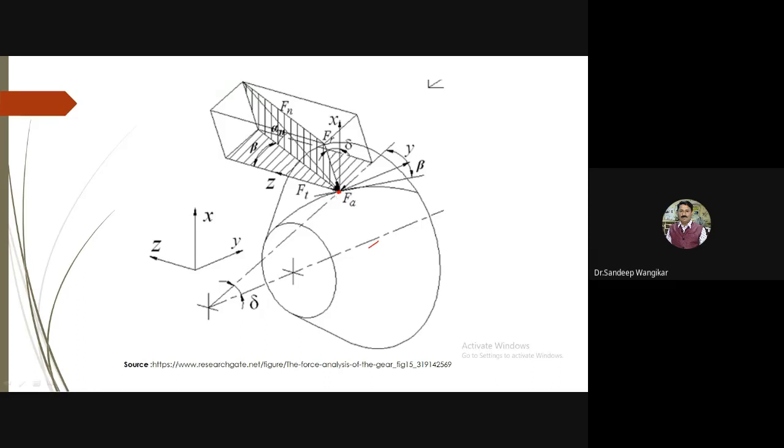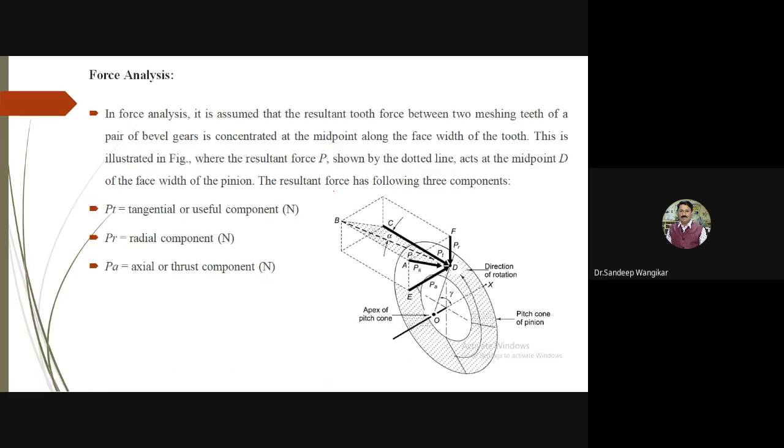The force is shown in our diagram by this dotted line. If I highlight here, this is P, you can see. And if you refer to the diagram from point B to point D, whatever force is shown from point B to D is nothing but your resultant.